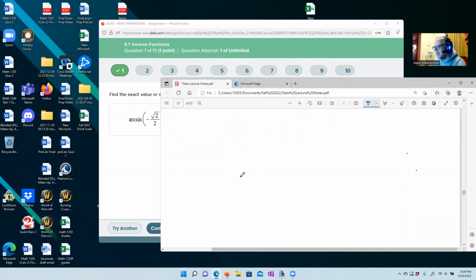Now inverse cosine is a little different. Cosine, same idea: we have the cosine of an angle gives us a ratio, so the inverse cosine of a ratio returns for us an angle. But let's look at the graph of cosine.